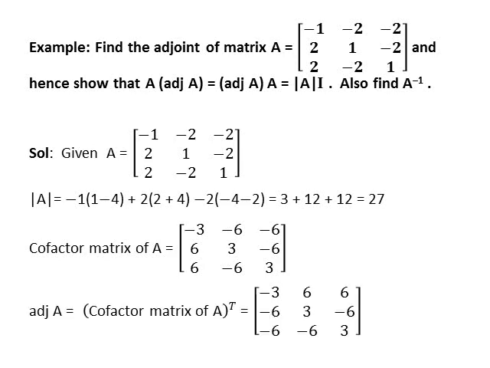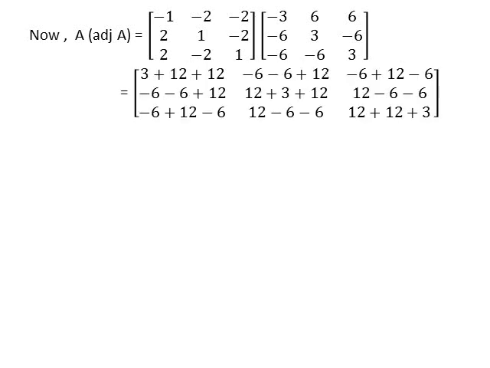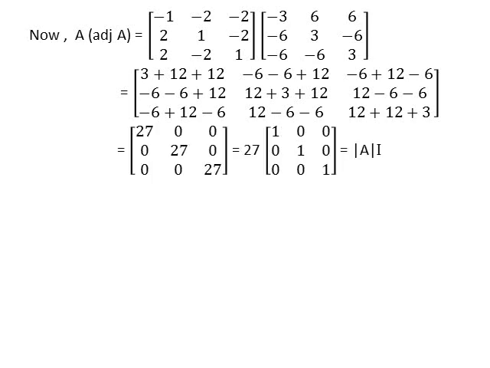In the next step, by taking the transpose of the cofactor matrix of A, we get the adjoint of matrix A. Now, following the rule of matrix multiplication, take the product of matrix A and adjoint of A as shown here. After simplification, we get a scalar matrix in which each diagonal element is equal to 27.